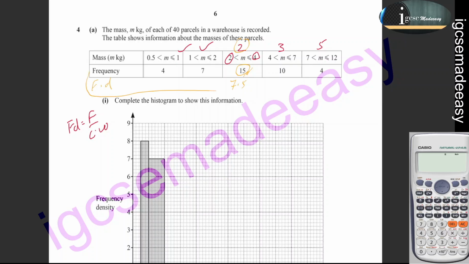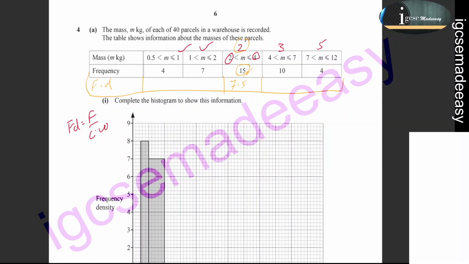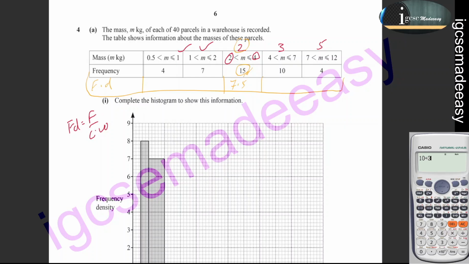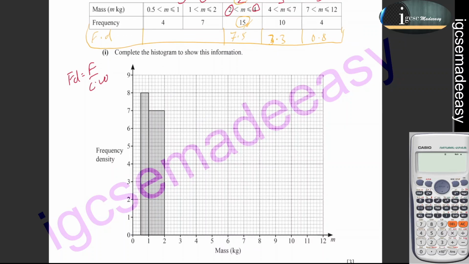And the next one will be frequency divided by class width. So the frequency is 10 and 3 is the class width. 10 divided by 3 is 3 point something, right? 10 divided by 3 will be 3.3 recurring, so we can write it as 3.3, and then 4 divided by 5 gives you 0.8. So these are the answers for frequency density. Now we'll be plotting this graph using these points.